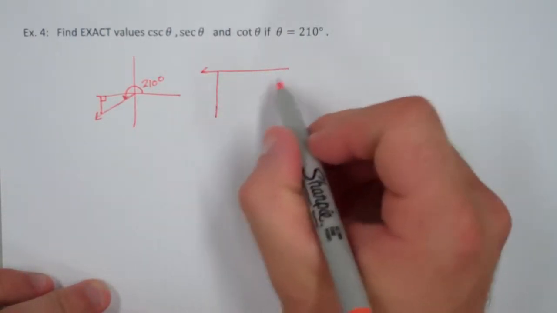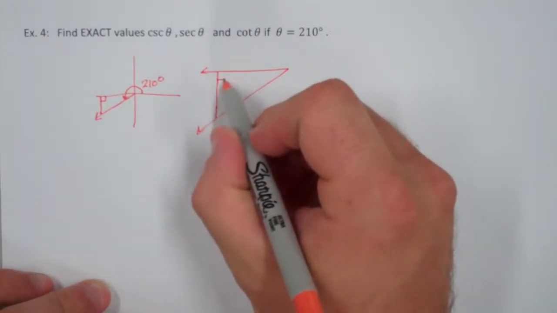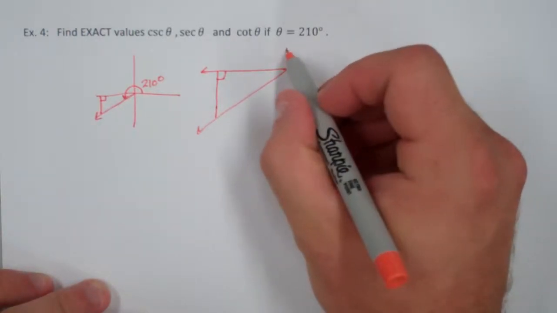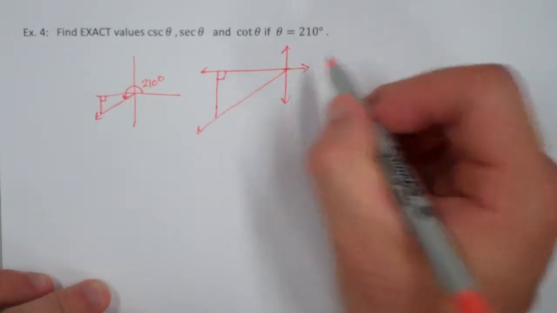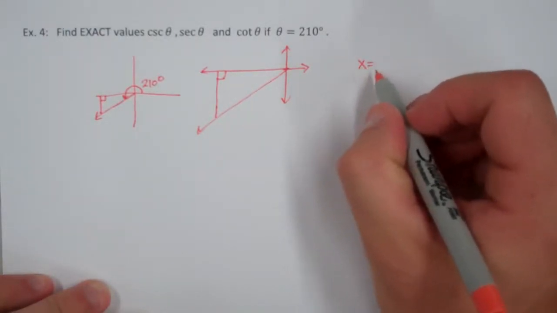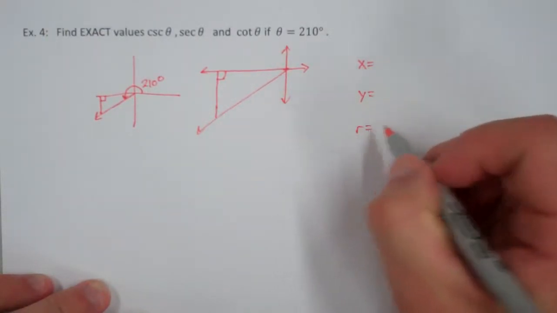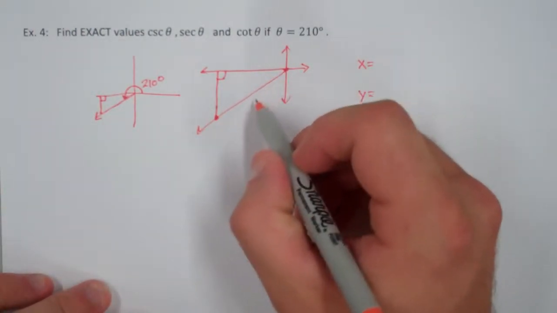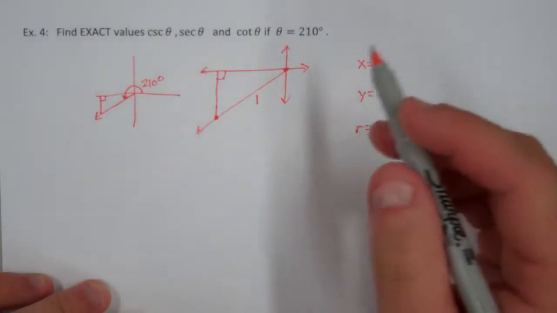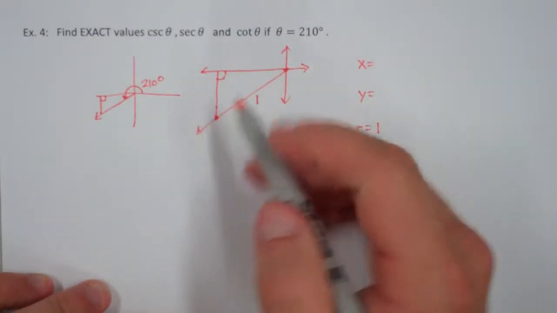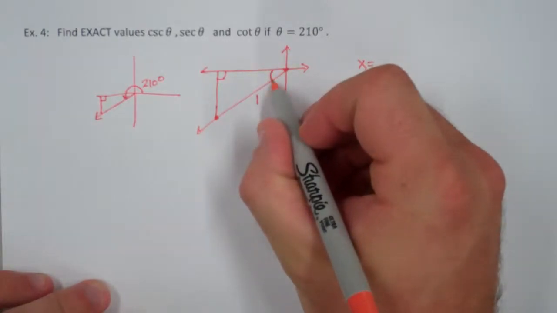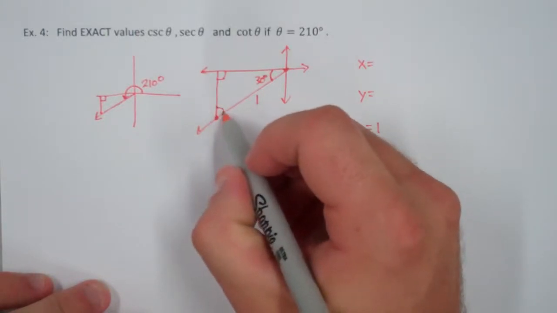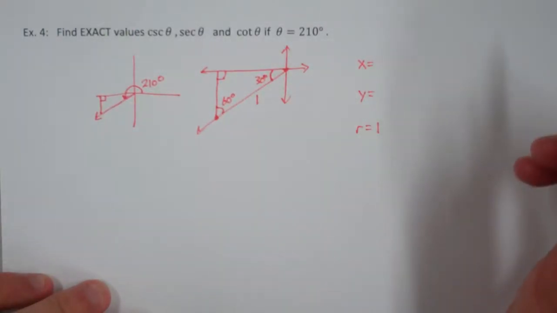So there's our triangle, here's our angle measure, there's our right angle, and we're wondering what x is, what y is, and what r is, and we can use the unit circle where r is 1. So this distance from here to here will be 1. And then we also want to know for 210 degrees what the reference angle is. So this reference angle here is 30 degrees. This one would be 60, so we've got a 30, 60, 90.